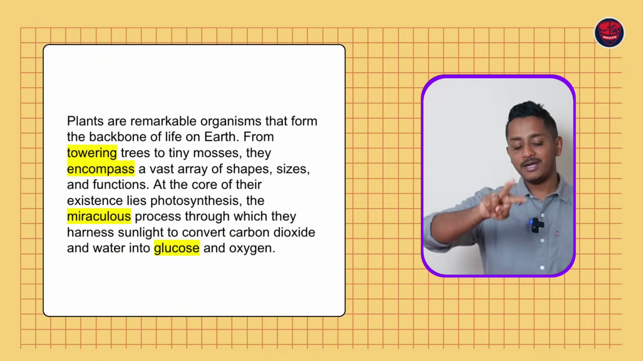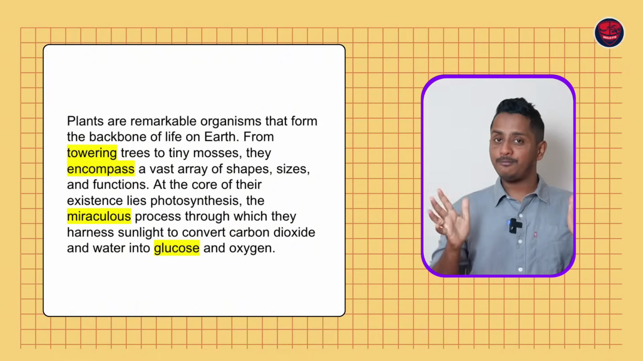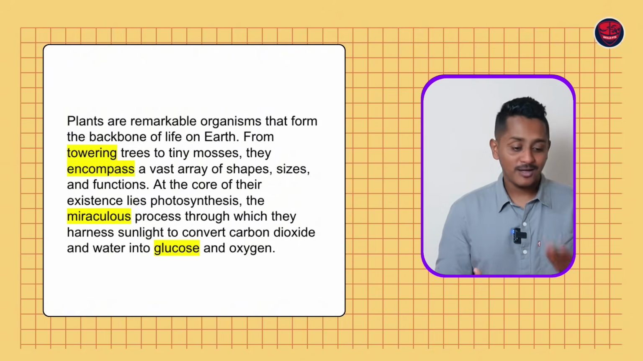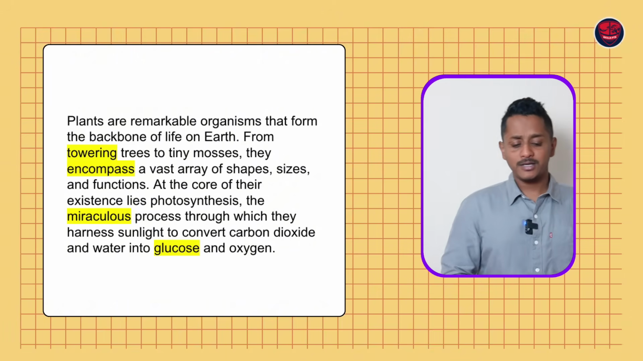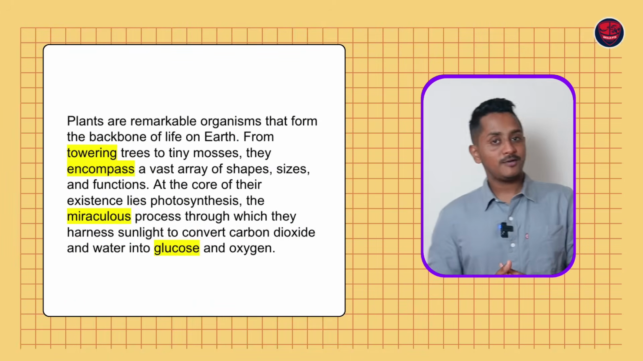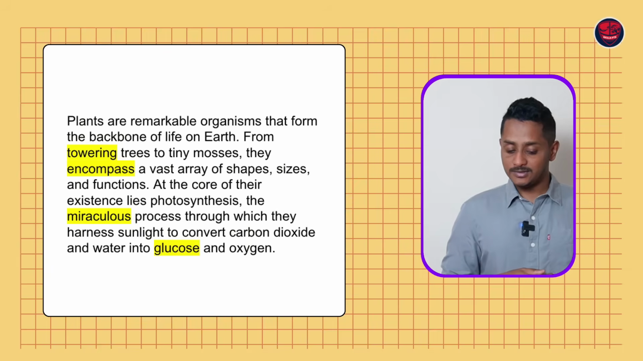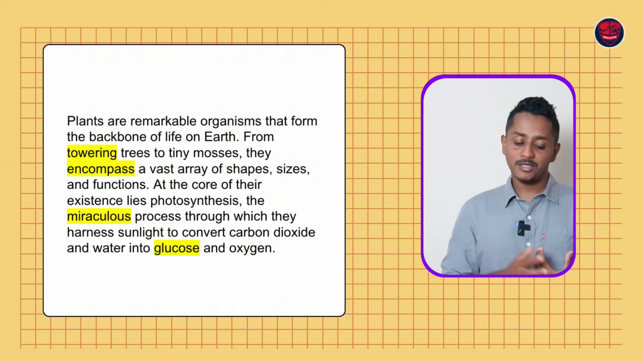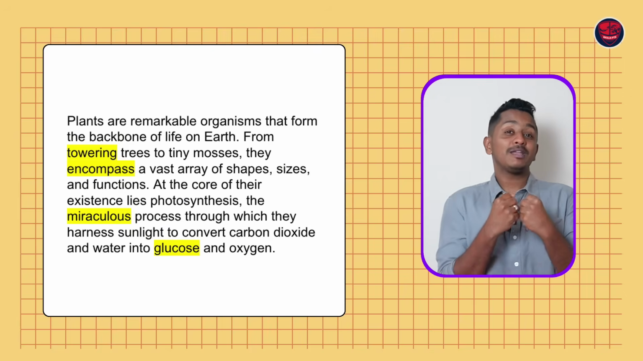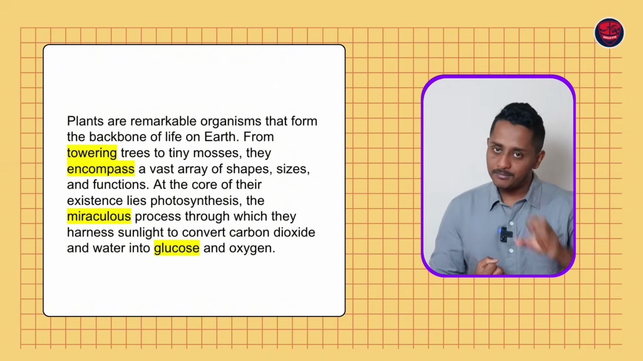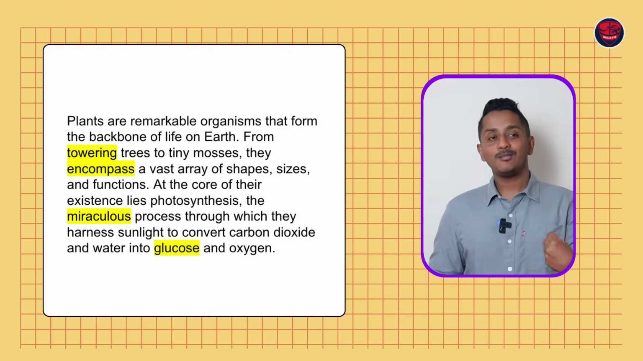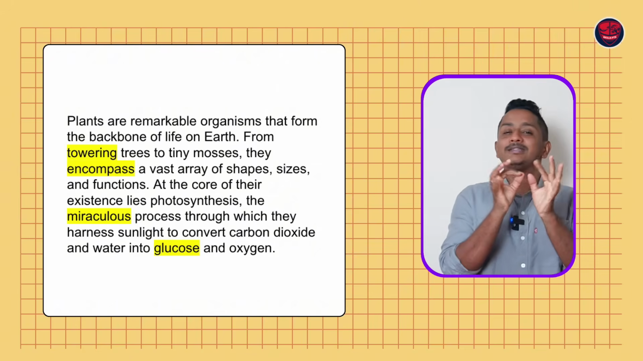This is a paragraph: towering, encompass, miraculous, glucose. Let's say you have problems in these 4 words. If you speak, probably there are chances that you may fumble. Then how do we speak this? Very simple. Plants are remarkable organisms that form the backbone of life on earth. From trees to tiny mosses, they are a vast array of shapes, sizes and functions. At the core of their existence lies photosynthesis, the process through which they harness sunlight to convert carbon dioxide and water into oxygen. I spoke in a way that the software wouldn't probably even know that I have difficulties there. Yes, I have skipped them, probably it will understand, but what I'm trying to tell you is the software always gives the fluency more priority than the content, and here my fluency is precise.